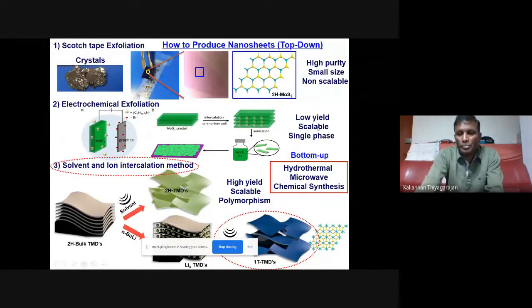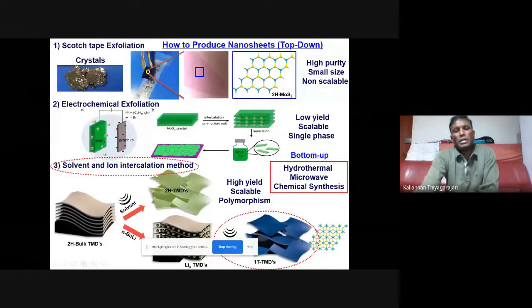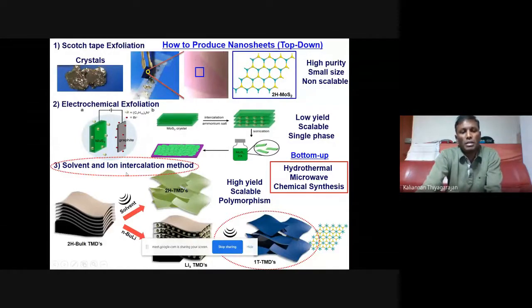Another problem is the low yield, and for the quality, we will not get a single phase, because there will be some mixed phase. And the next thing is solution phase ion intercalation. This is also solution based, and it is based on electrochemical, direct ion intercalation.